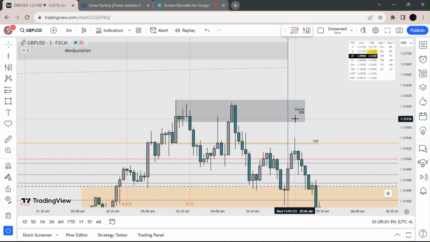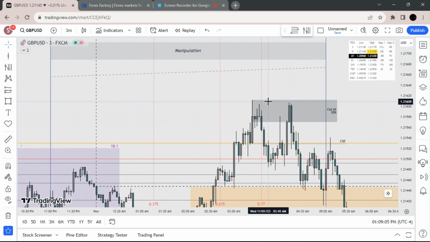I like to enter this is one of my main models right here. A CSD entry from a Goldbach rejection within our allotted time window. And as well as this high being formed at 3:24 a.m., that's still in our time window for our 4-hour candle. Our 4-hour candle starts at 1 a.m. and ends at 5 a.m. to form a new 4-hour candle.